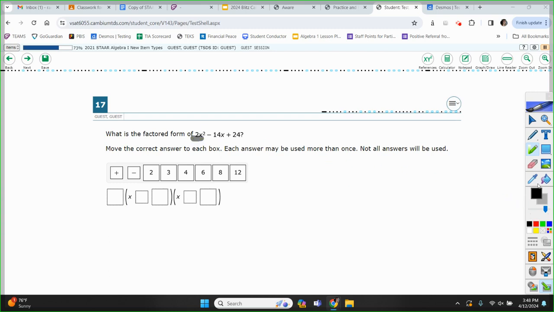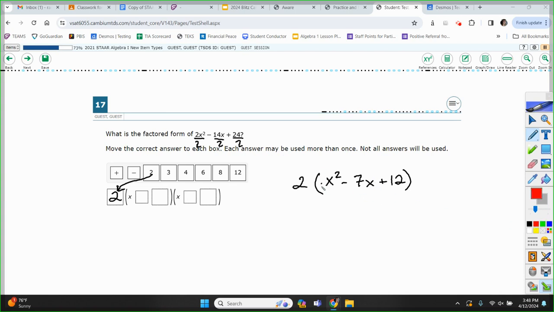What can I divide all those numbers by? Well, the smallest number is 2, and I can divide all the other numbers by 2. That means that's my GCF. So I'm going to take out a 2, and I'll just write it here. 2, and what's left is x squared minus 7x plus 12. I get that by dividing. 2 divided by 2 is 1. 14 divided by 2 is 7. And 24 divided by 2 is 12. I just left the signs that were there.